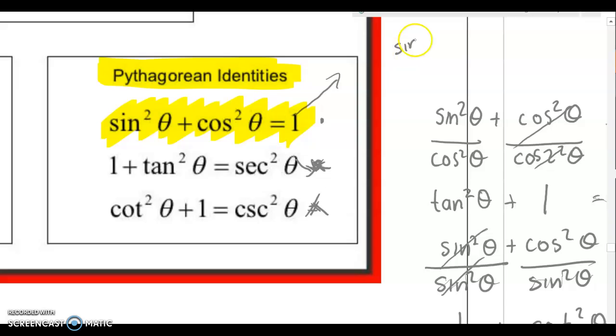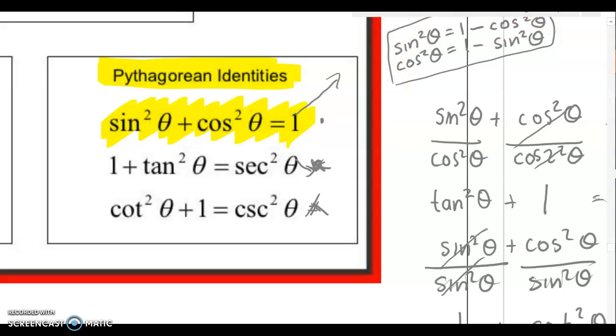I can have that sine squared theta equals 1 minus cos squared theta, by subtracting cos squared theta from both sides. Or I could arrange it to say cos squared theta is 1 minus sine squared theta, by subtracting sine squared theta from both sides. Okay, so they're the variations of that first rule that we can use.